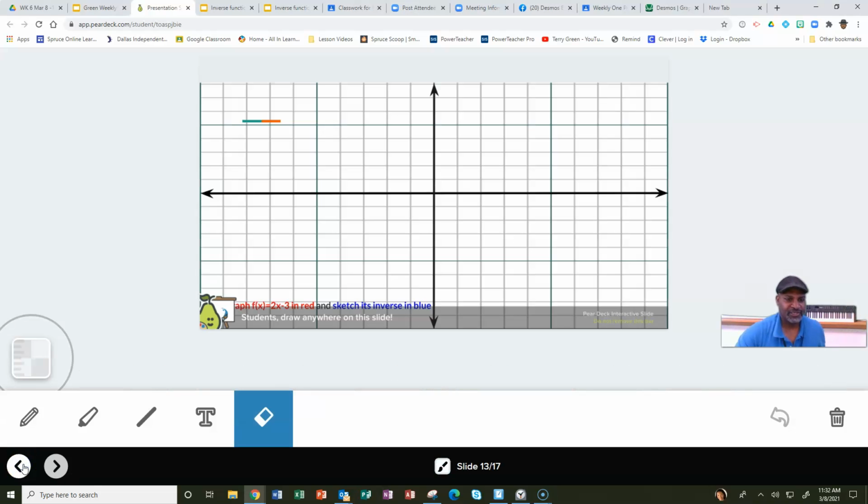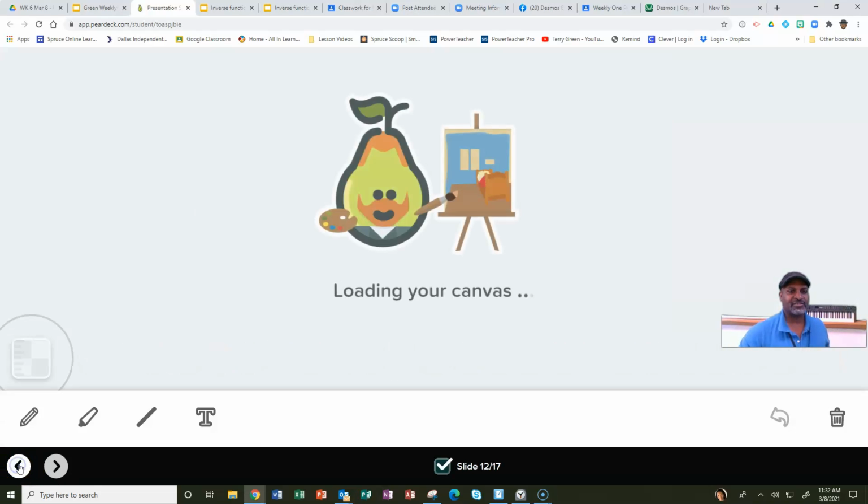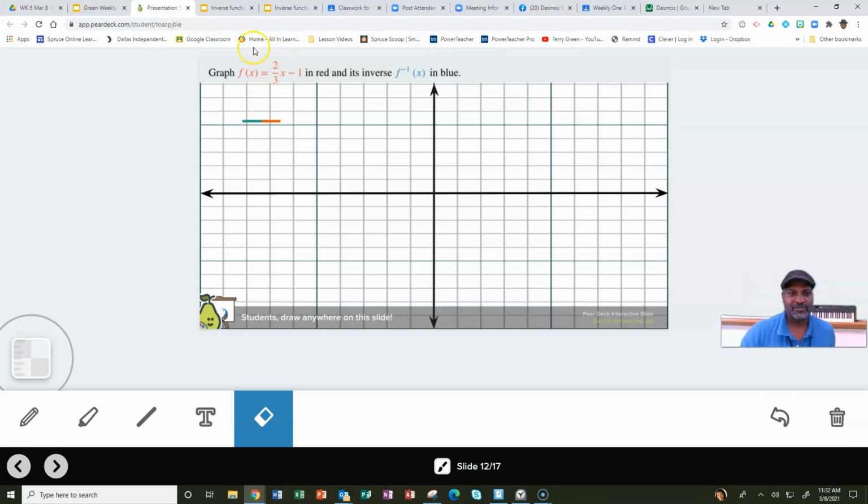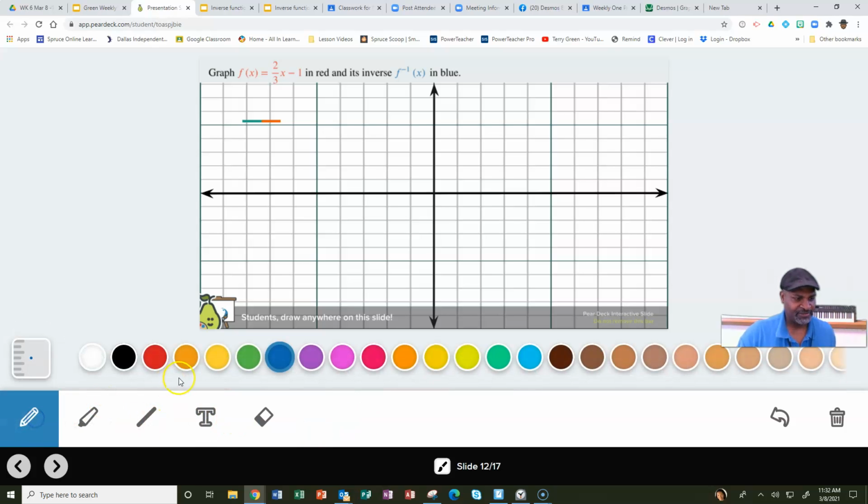All right, so I'm going to actually show you how we created this graph here on this function right here, and this is an example of how to do this video. Let me clear all this stuff here. Okay, let's say I want to graph this line, f of x equals 2/3 x minus 1. So I'm going to do this all with my pencil.